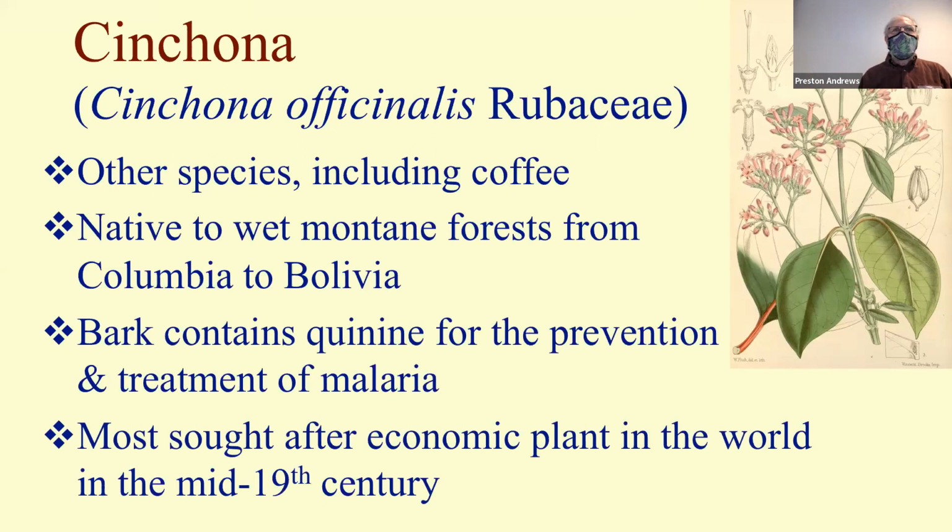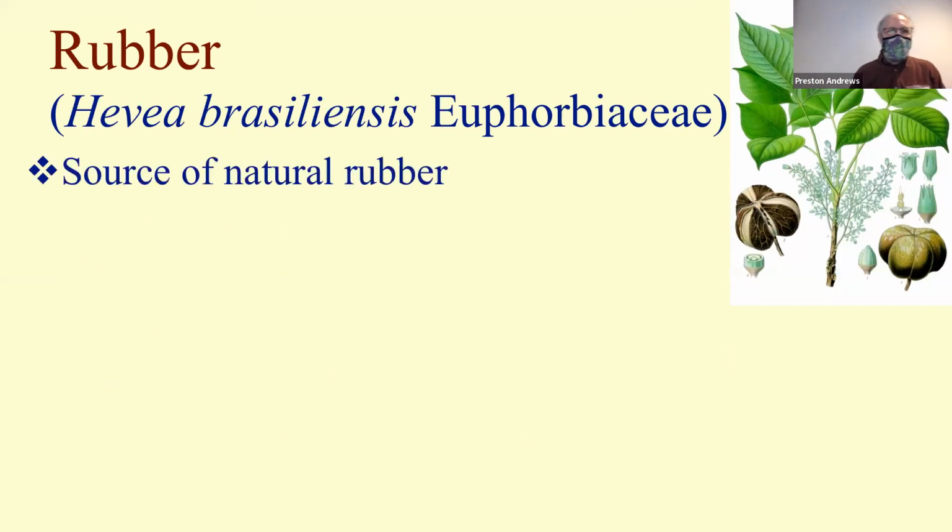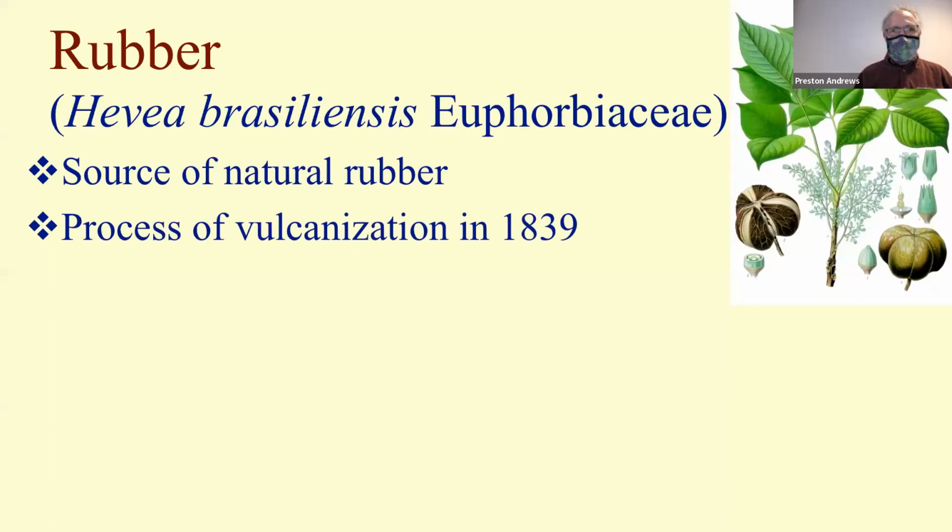Another important economic industrial plant, rubber. We know that's so important. It's the source of natural rubber, but the latex that's tapped from the Hevea trees is a very unstable product, and it easily loses its shape. It becomes brittle when cold, and it was really just a curiosity until 1839 when the process of vulcanization was discovered. The oily seeds were difficult to transport.